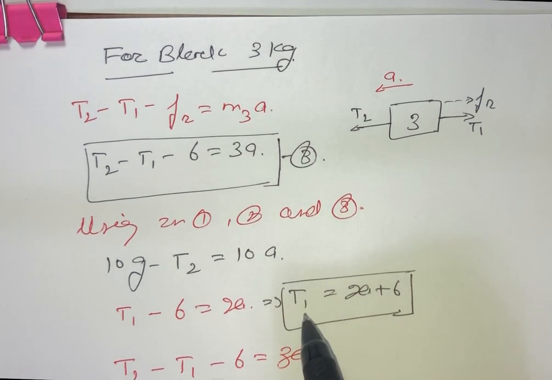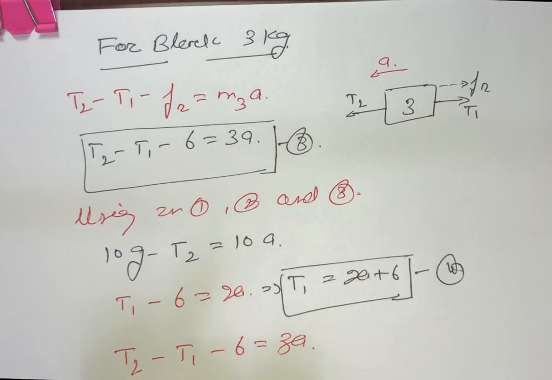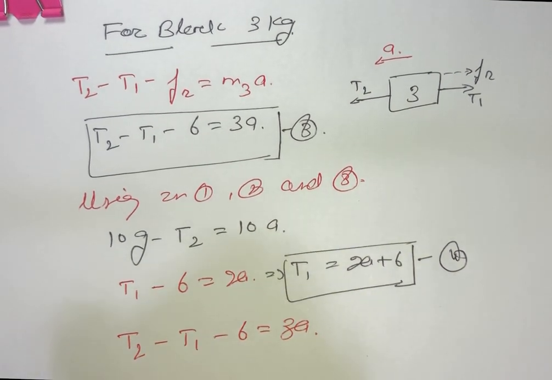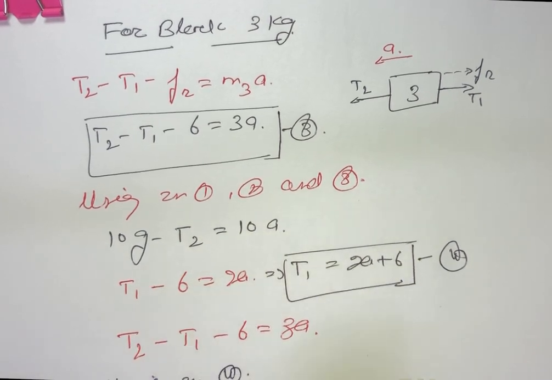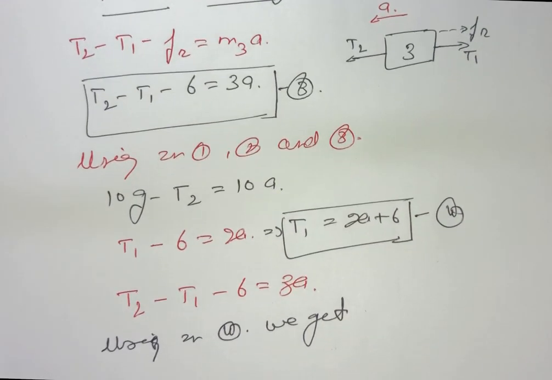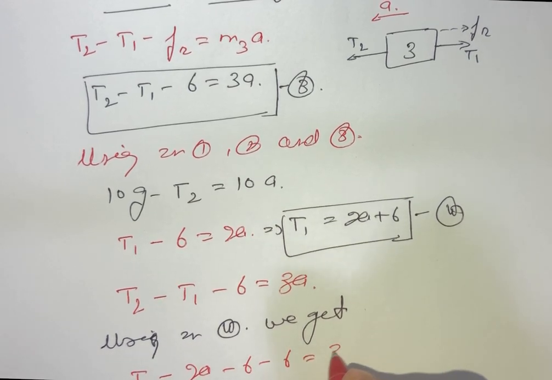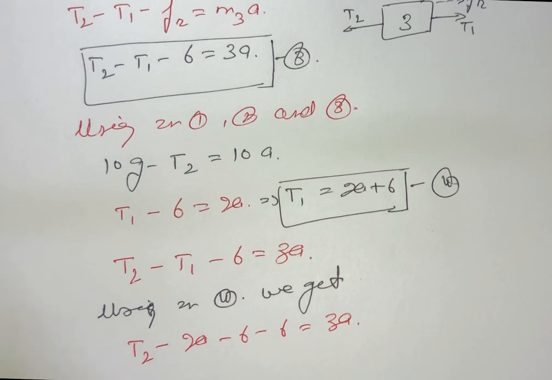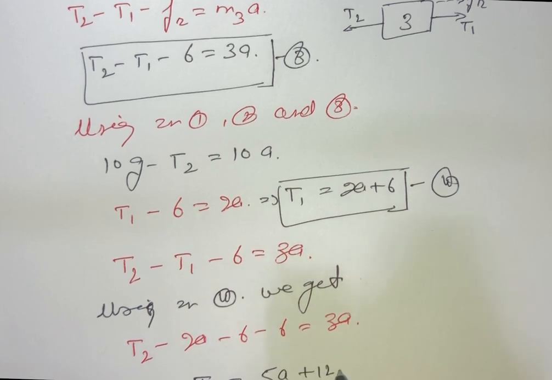Let us call T1 equals 2A plus 6 as equation number 4. Using equation 4 in equation 3, we get T2 minus 2A minus 6 is equal to 3A. So from here we can write that T2 is equal to 5A plus 12.